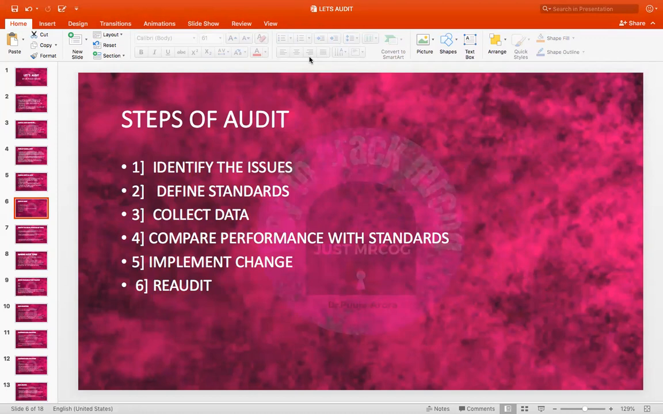We have to collect data. Whatever situation has happened, whatever scenario has happened, we will collect the data of that situation, maybe going in the past or maybe doing something in the future. Then compare the performance with standards. Whatever data you collect, you will compare with the standard rules.